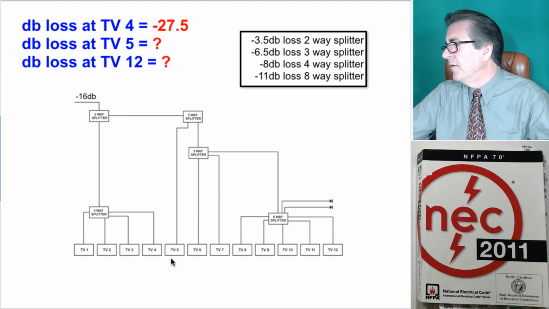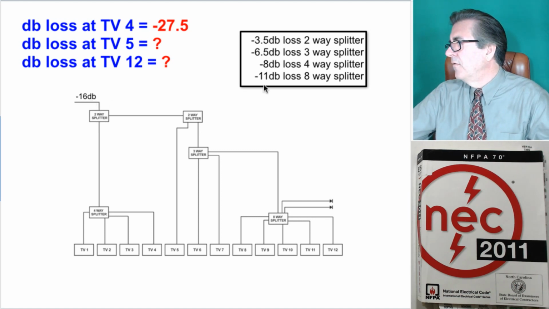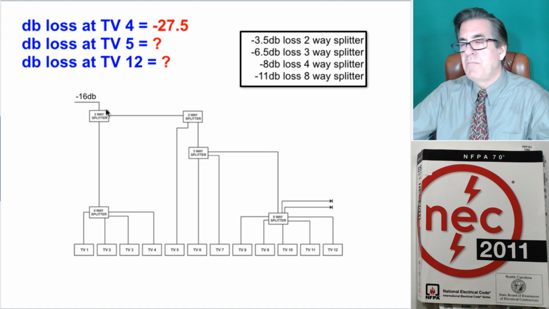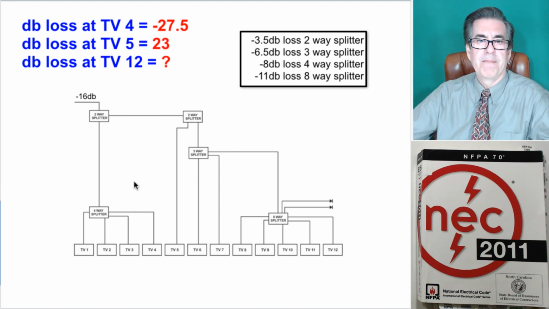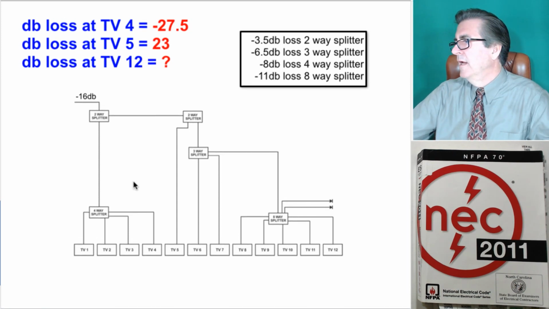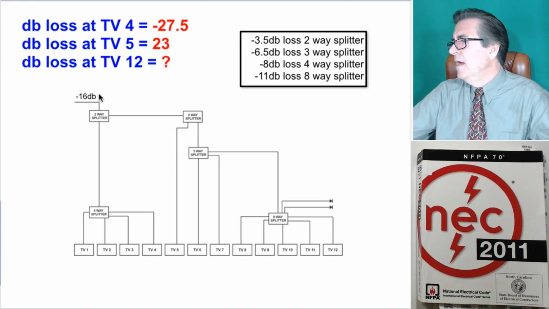Let's look at the next one, TV5. TV5's over here, and we just trace TV5 back. We've got a two-way splitter and a two-way splitter, and we're adding in the minus 16. So two-ways is 3.5 times 2 is 7, minus 7 plus minus 16, and you come up with minus 23. So grab a calculator and do this along. It's quite simple, but if you don't understand it, this is the time to learn it.